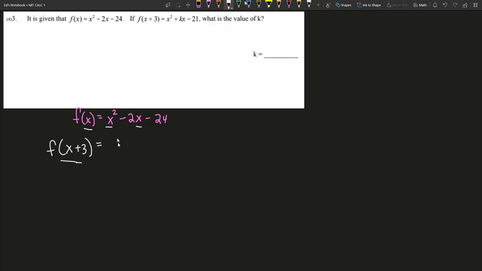So this x would become x plus 3, and then it's squared, and minus 2, and instead of x I'm going to write x plus 3 in parentheses. Notice how it's always in parentheses too. Minus 24. We did a problem like this in one of our class meetings, but if you missed it, now we have to distribute this. This is x plus 3 times x plus 3. And then distribute this -2.